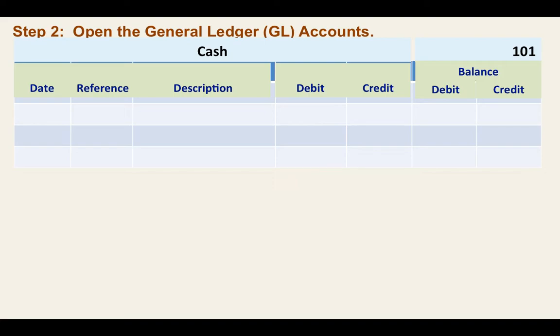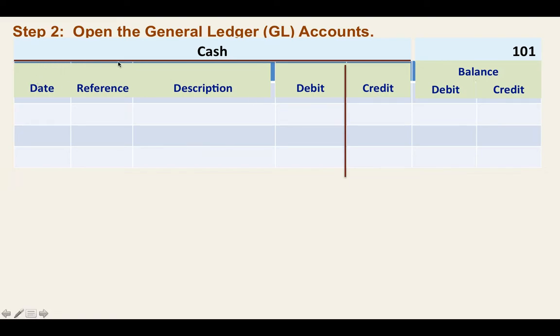Class, please take note of the GL accounts. The date, the reference, and the description are information about the transaction. But as far as the amount, we are recording it as a debit or credit. In the general ledger, it is very critical that you know the debit and credit of the account, because debit and credit represent increases and decreases of the account.